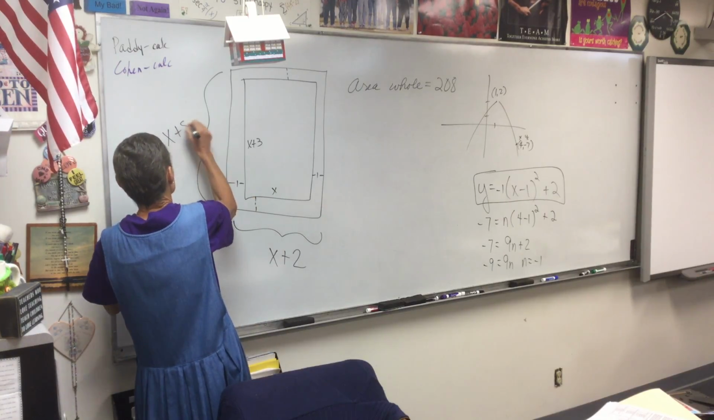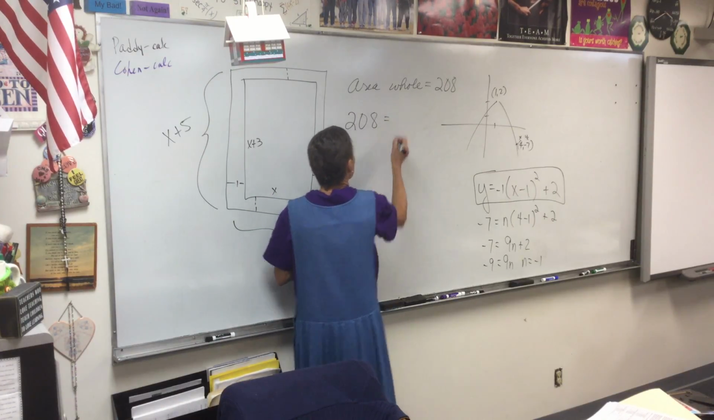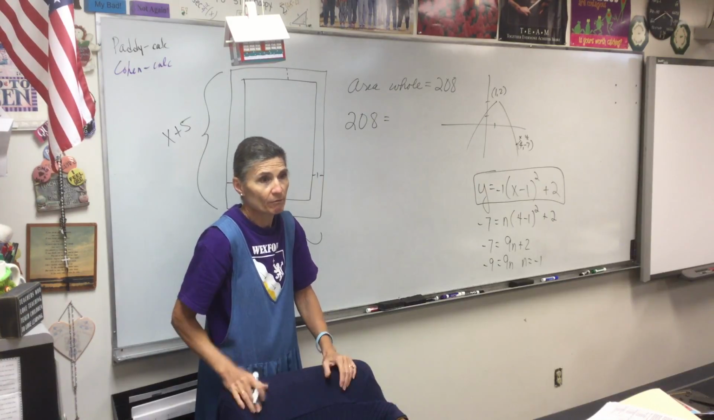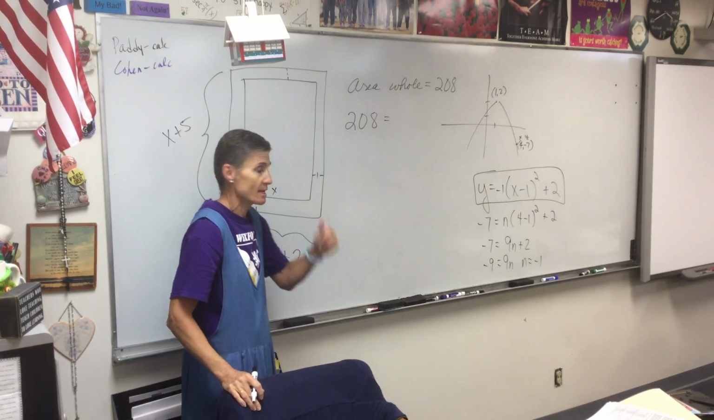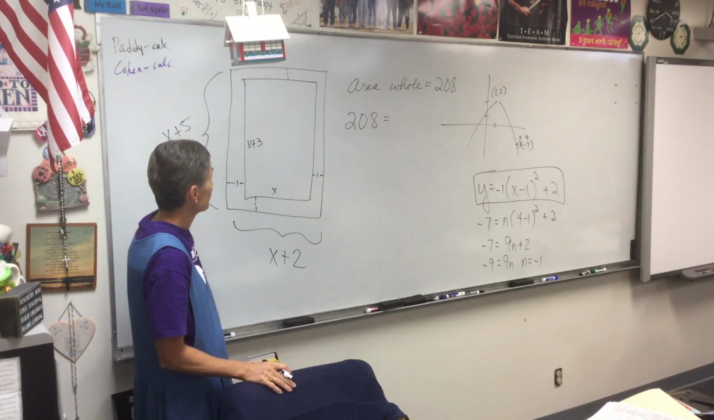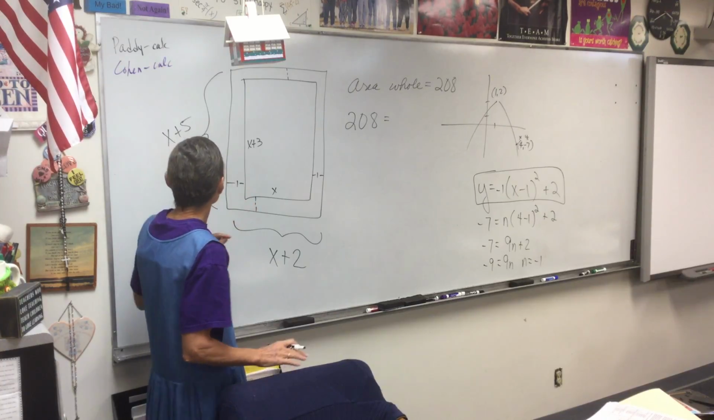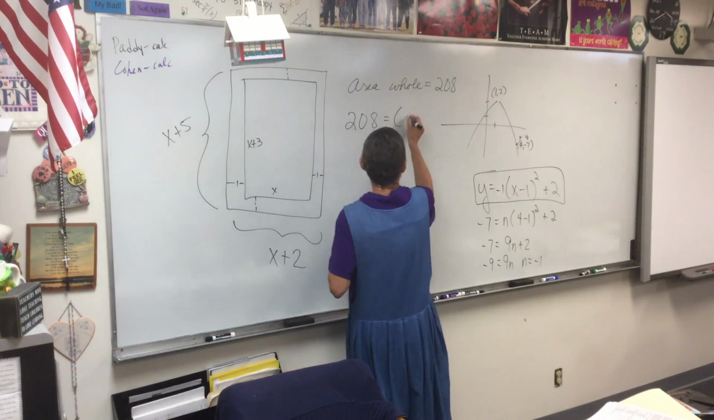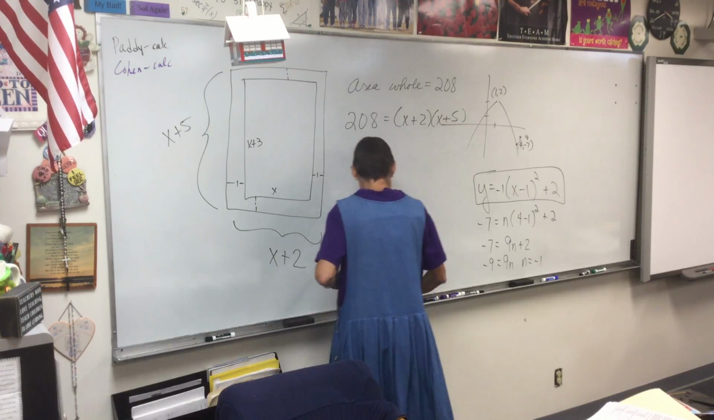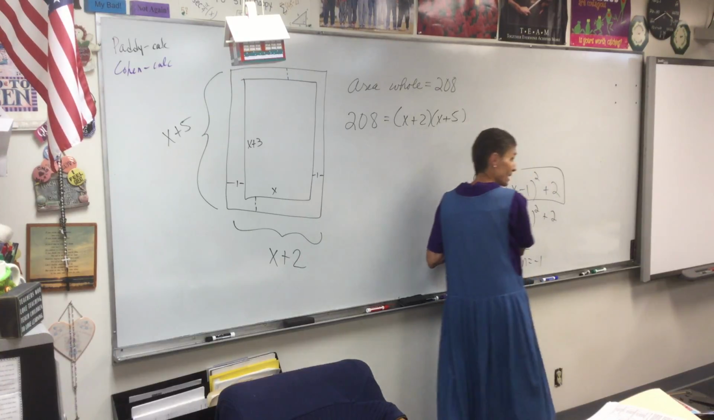What about this one? X plus 5. How do we know that it's 1 foot on each side? It says the frame is 12 inches, so I made that a foot. Since the other thing was in feet, I went ahead and changed it to feet. So 208, which is the area of the whole thing, equals x plus 2 times x plus 5. Length times width.